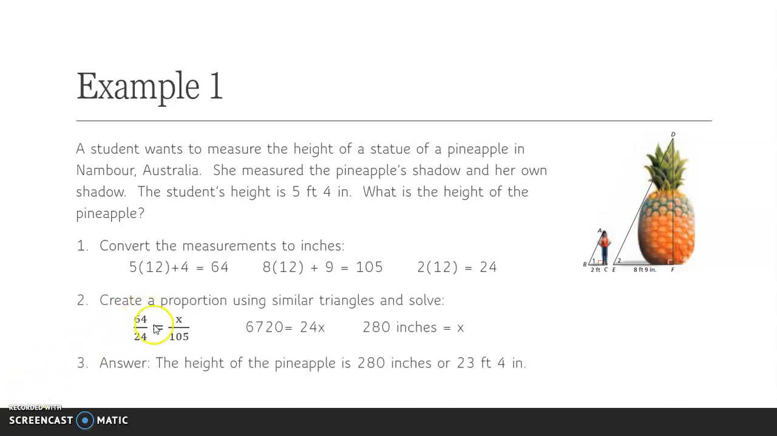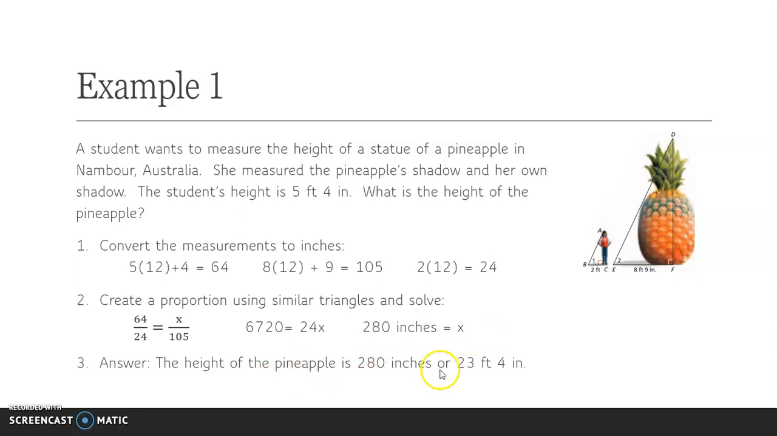Okay, so my proportion did the height of the student over the student's shadow equals the height of the pineapple over the pineapple's shadow. So I just did a cross product, 64 times 105 equals 6,720, and that's going to equal 24 times x. Then I just divided by 24 to find out how tall the pineapple is. So the height of the pineapple is 280 inches.